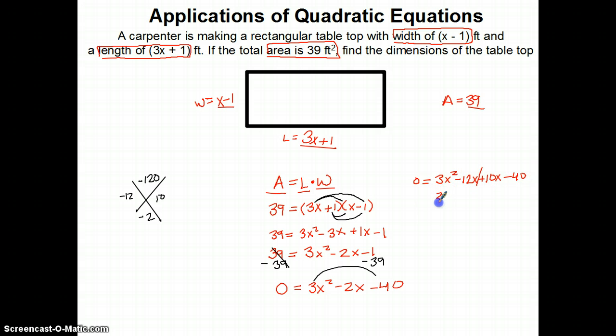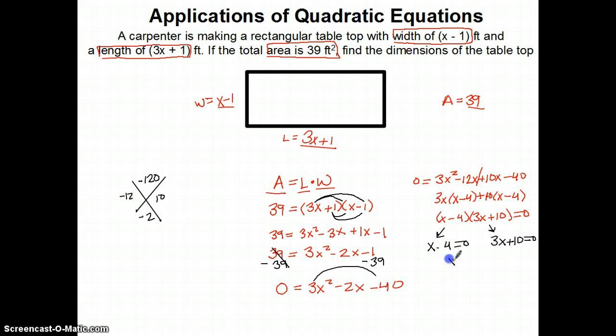Split down the middle and take out a 3x, leaving you with x minus 4. And on the right, take out a positive 10, leaving you with, again, x minus 4. So I take out that x minus 4, and I'm left with 3x plus 10. All of this is equal to 0. From here, we write two equations and we solve each: x minus 4 equals 0, and 3x plus 10 equals 0.